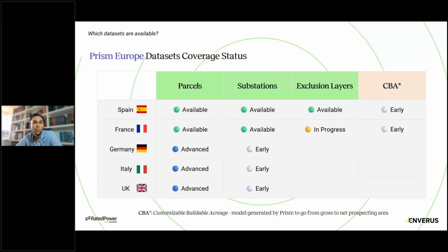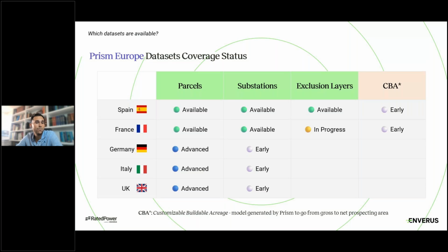Our main goal is to have specific datasets. As you can see here, in the first row, you have the different datasets available, which are parcels, substation, and exclusion layers, together with the CBA. We'll explain that later. So our main idea is to complete those datasets for the following countries in the first column, which is Spain, France, Germany, Italy, and UK. As you can notice, the first country to be fully developed is Spain.